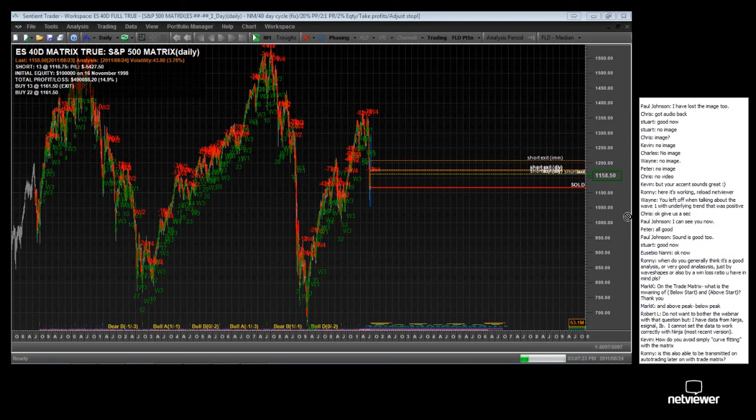All right, where am I? How do you avoid simply curve fitting with the matrix?